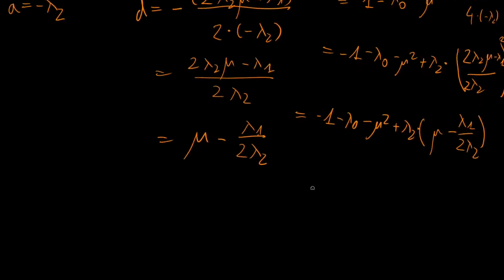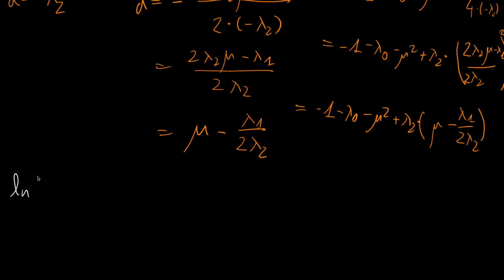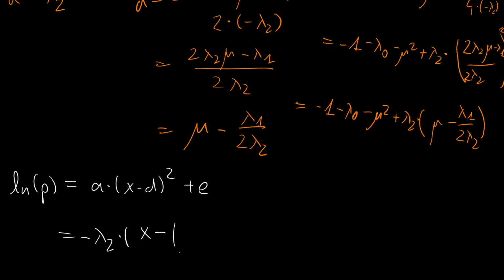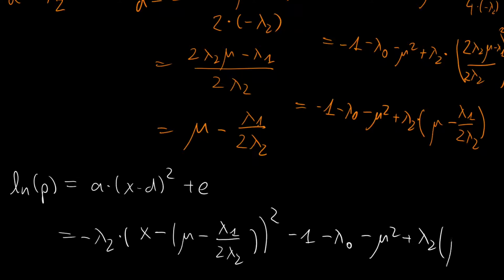Well, then let's put it together in our expression, and recall we said that ln p of x surely is nothing else than a times x minus d in brackets squared plus e. So we will get a was minus lambda 2, and x is x minus, and d we calculated to be mu minus lambda 1 over 2 lambda 2, brackets squared, and then we add the e, which is -1 minus lambda 0 minus mu squared plus lambda 2 in brackets mu minus lambda 1 over 2 lambda 2.